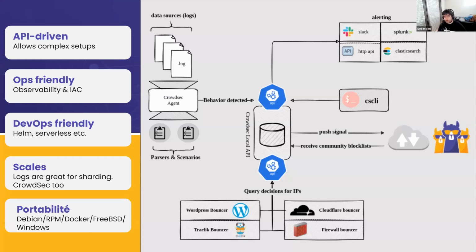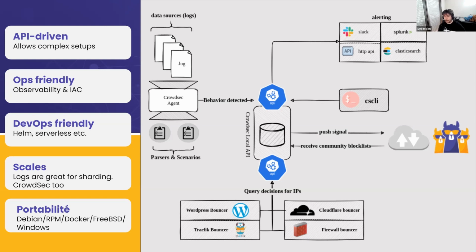The local API itself will turn this alert into a decision. So ban this IP for 4 hours, for example. Next, we have the bouncers that will query the local API to get the list of decisions to be able to apply them. So the bouncer can be at the application layer. So for example, here we can see that we have WordPress. It can be a bouncer that interacts with your CDN, with your local firewall, or with your reverse proxy.